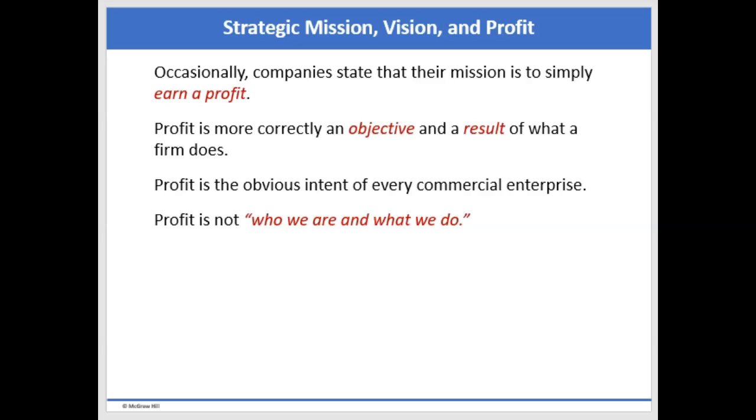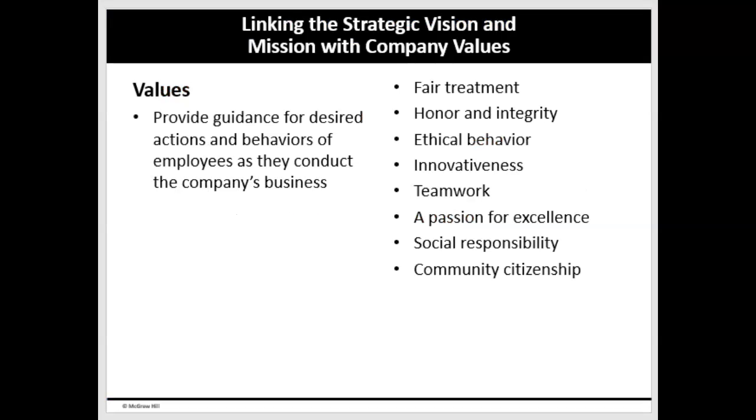Now, the strategic vision and mission is tied to profit. Firms should focus properly on achieving financial and strategic objectives together that result in profit, right? Which is going to be important to ensuring future progress. We'll talk about profit more in a little bit.